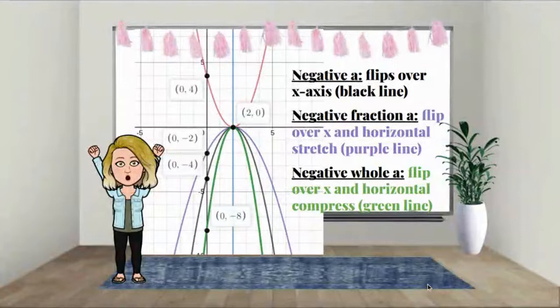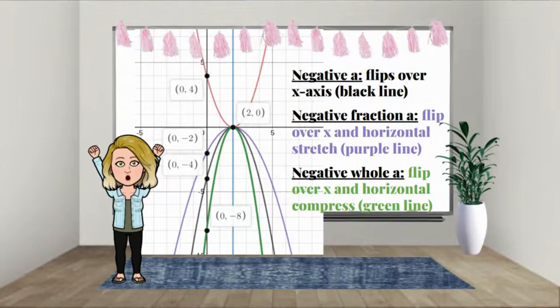Lastly, we had some reflections. So if you look at the graph here, I have my red parabola, which is my initial parabola. And then I have a black, purple, and green line, which all represent different types of reflections. Notice all of these have the same axis of symmetry and the same vertex. It's just the y-intercept that changes.